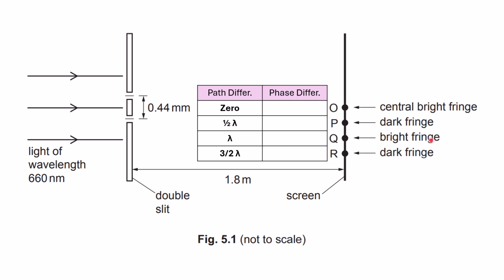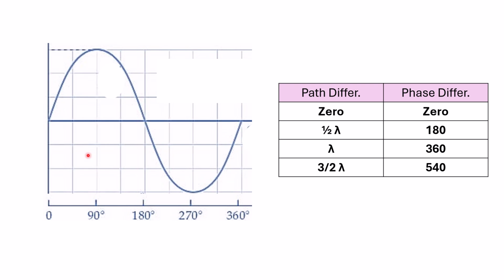And the bright fringe means that we have constructive interference. So they kind of arrive together, but one is behind by one wavelength. The next one, at the dark, again, is destructive interference. So the difference here is 1.5 wavelengths. All right, 1.5 wavelengths is going to produce a destructive interference as well.